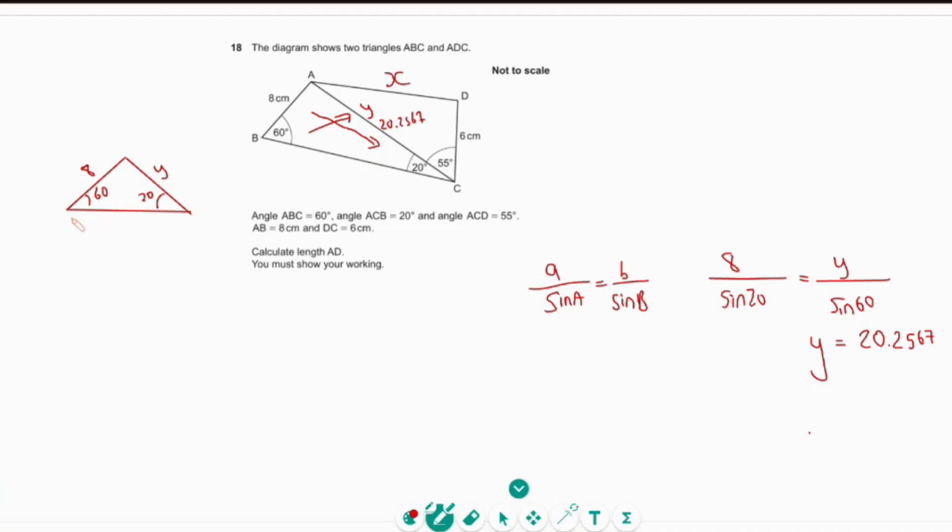So I decided to call that big B, little b, big A, little a. You can see I've got a over sine a equals b over sine b. Anyway, that's our answer for y. Let's just draw out this second triangle.